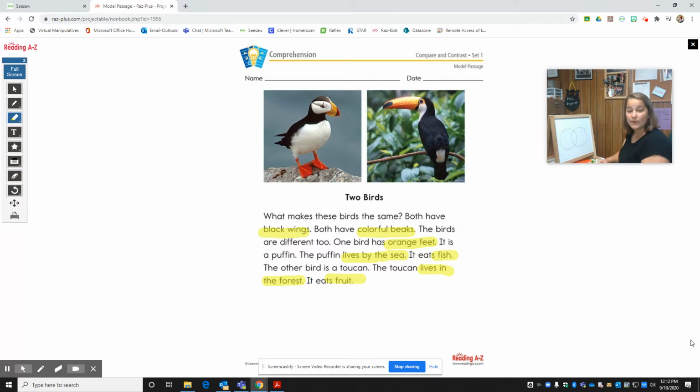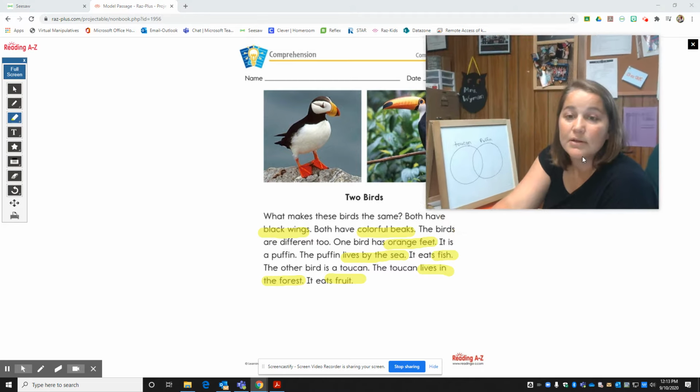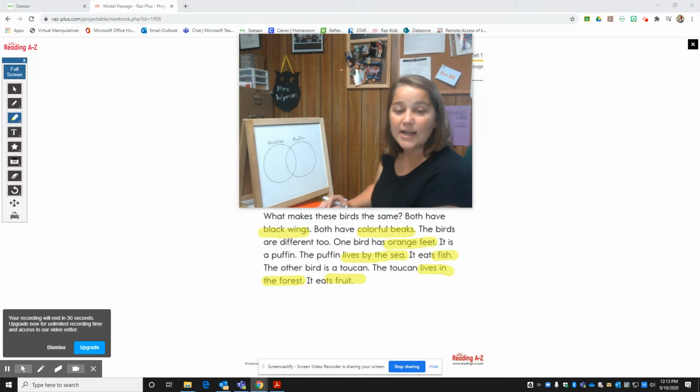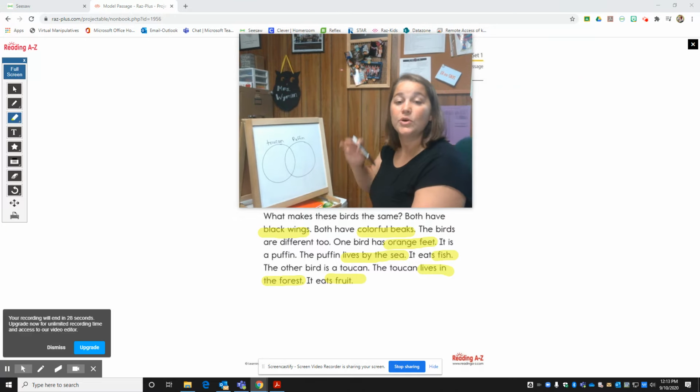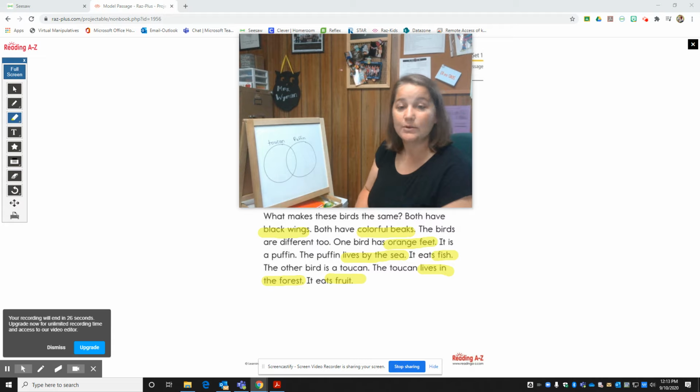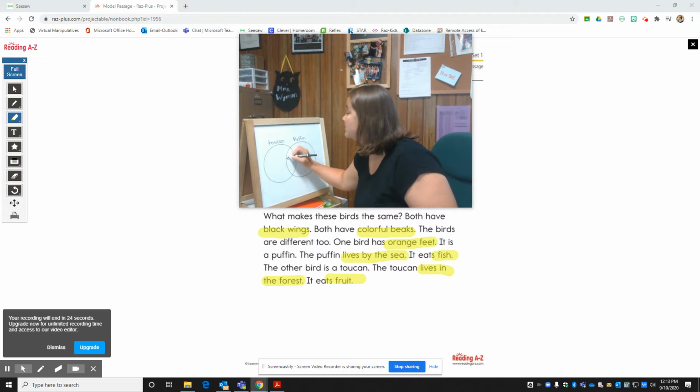So if I was to use my Venn diagram again to compare and contrast the birds, I would have a toucan on this side. That was one of the birds' names. And a puffin on the other. Okay, so there's my two types of birds. Now I'm going to use my passage, the things I highlighted, to be able to compare and contrast the two. So black wings, we said that was a similarity. It goes in the center.